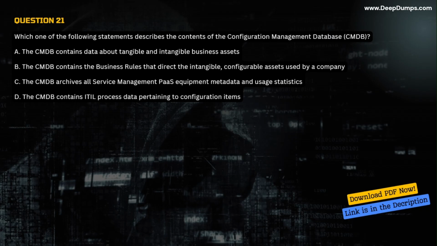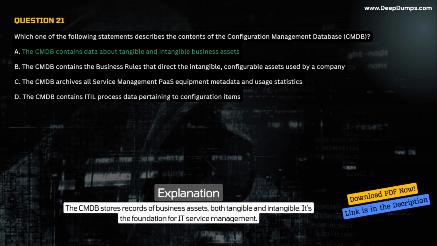D. The CMDB contains ITIL process data pertaining to configuration items. Correct answer A. The CMDB contains data about tangible and intangible business assets. Explanation. The CMDB stores records of business assets, both tangible and intangible. It's the foundation for IT service management.